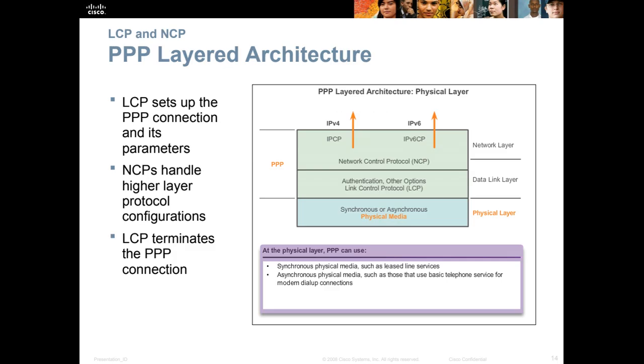First, let's see the layers. As I mentioned two slides ago, this is my PPP. I have my NCP on top, LCP down, and then I have my physical layer. So what's the function of LCP? LCP sets up the PPP connection and its parameters because it's near the cable, near the physical. NCP handles higher layer protocol configuration. LCP terminates the PPP connection when it's done, because it's close to the physical. If you remember this, it's easy for you to answer the multiple choice question.